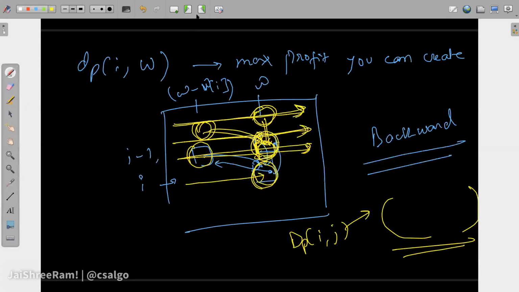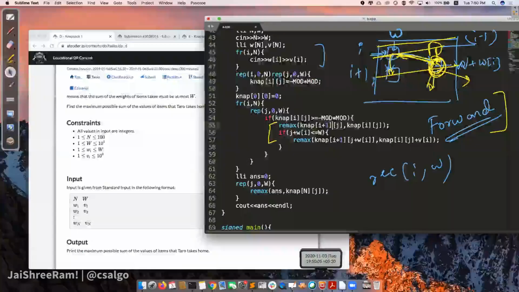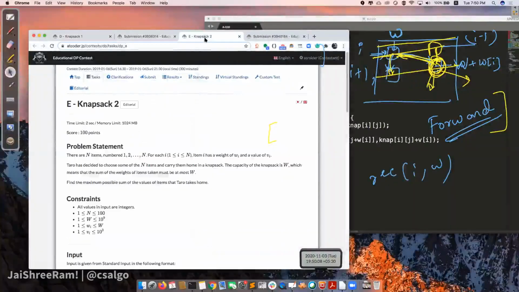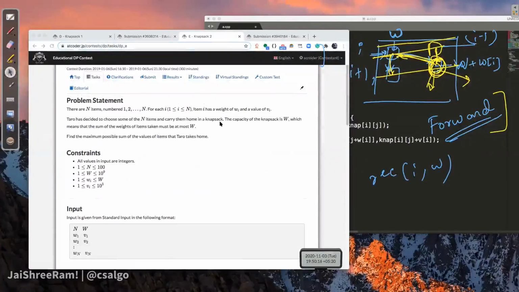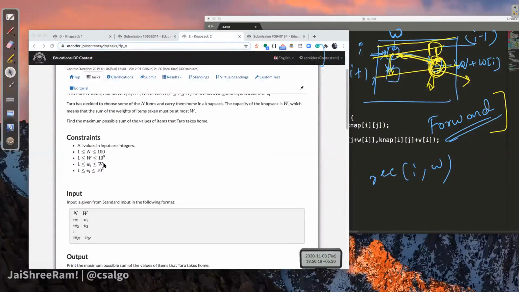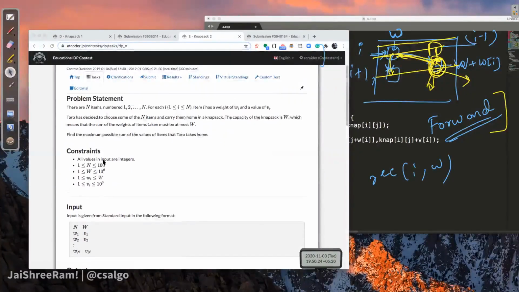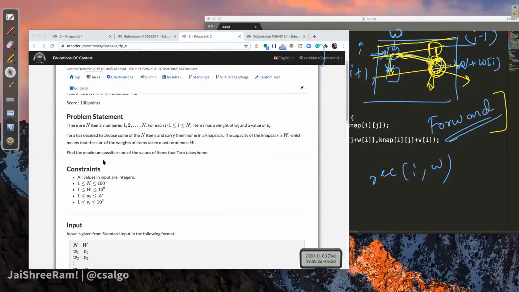Let's move to the next one. The second problem was a bit different. It's the same problem with a different constraint, right? You have some change in the constraints of weight and profits. Profit is up to 10 to the power 3 and weights are up to 10 to the power 9. I think some of you have already solved this particular problem.